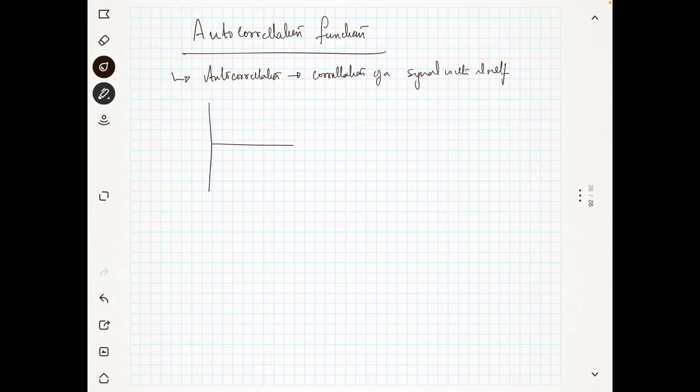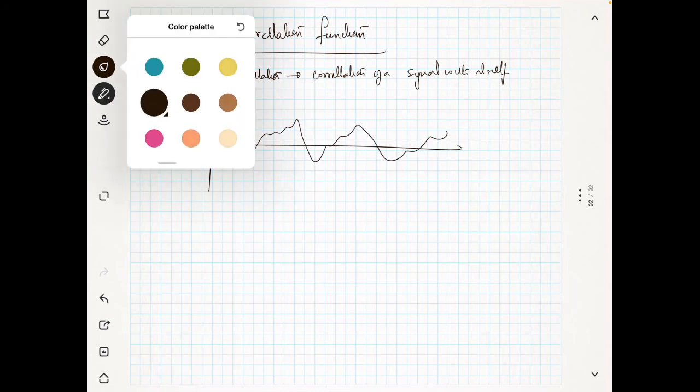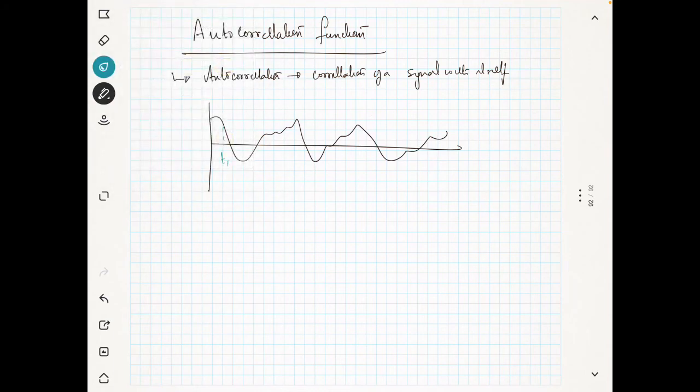Suppose you have a random process which is something like this, and you observe at time t equal to t1, and let's say this is time t equal to t2. At this time the value of the random variable is x of t1, and at this time the value is x of t2. The time difference between these two time instants is nothing but t2 minus t1, which is defined as tau.